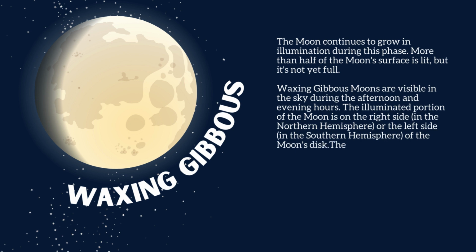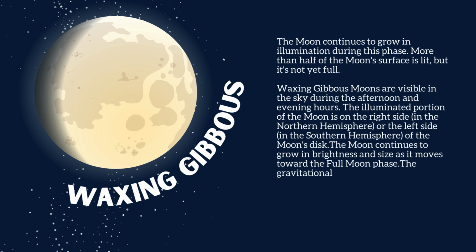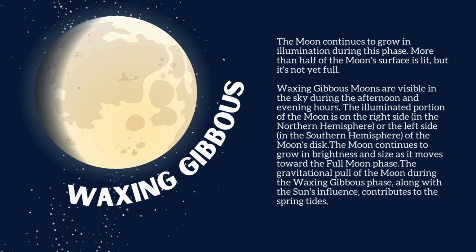The moon continues to grow in brightness and size as it moves toward the full moon phase. The gravitational pull of the moon during the waxing gibbous phase, along with the sun's influence, contributes to the spring tides, where you may observe higher high tides and lower low tides.